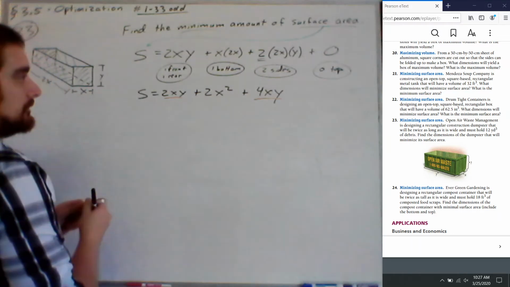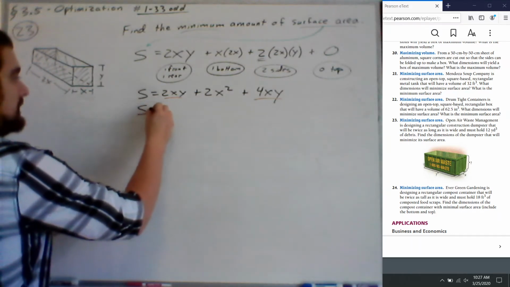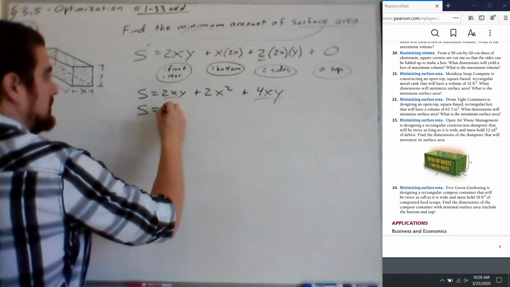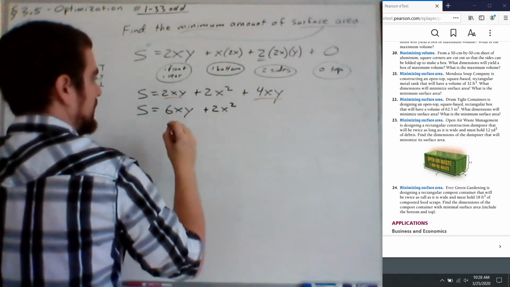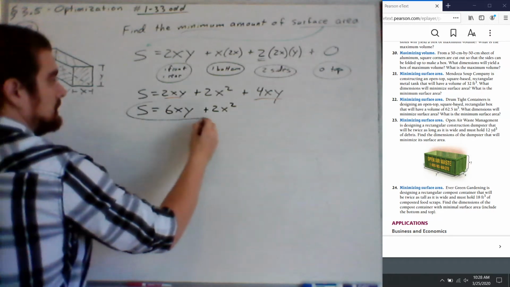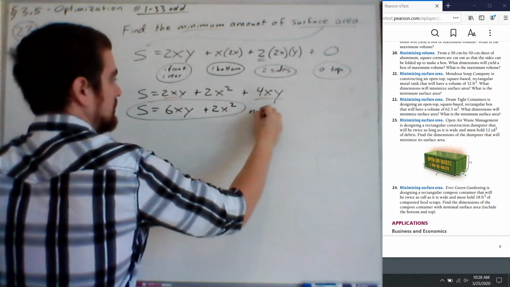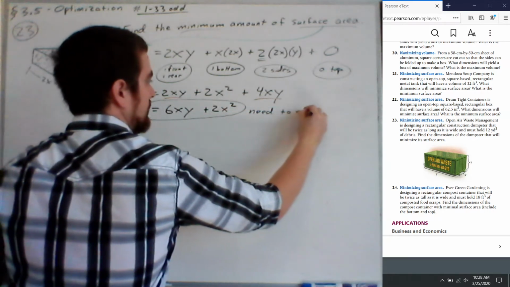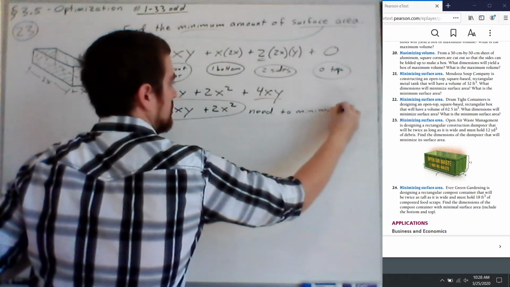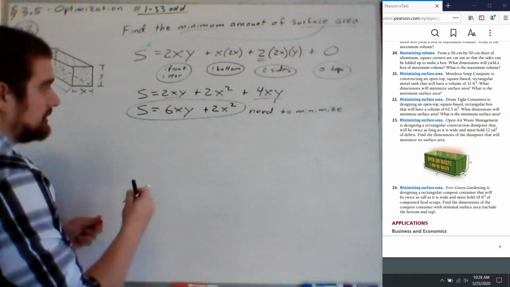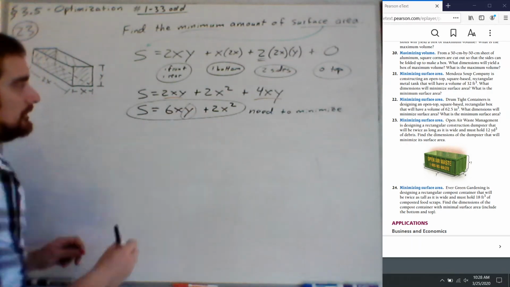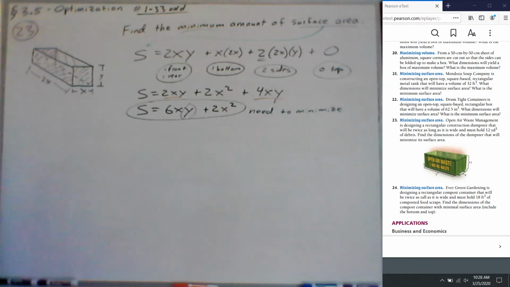These are like terms. So our surface area is given by the formula 6xy plus 2x squared. This is what we need to minimize. But there's a problem. Do you see the problem? There's this extra y in there. I don't know what y is.